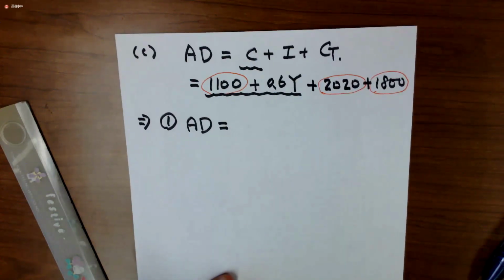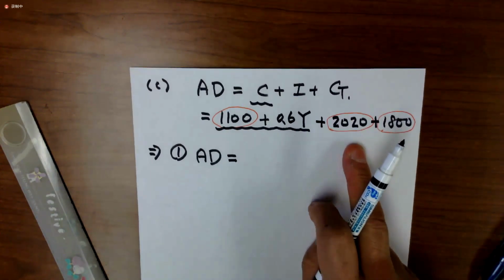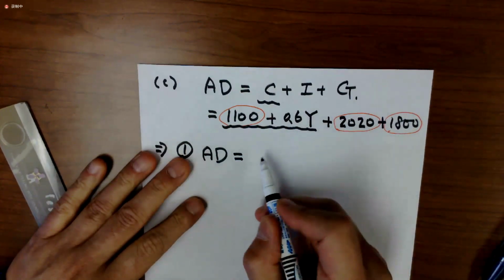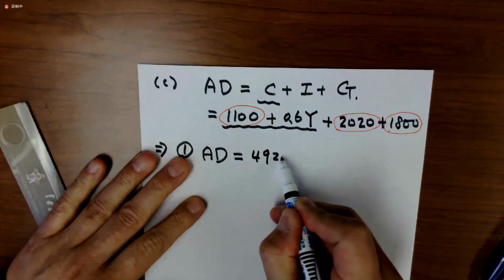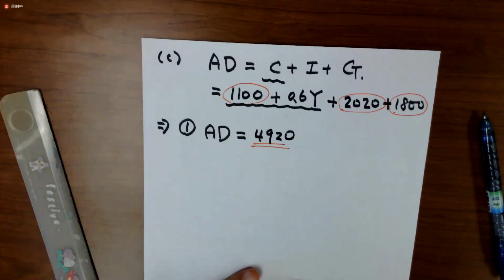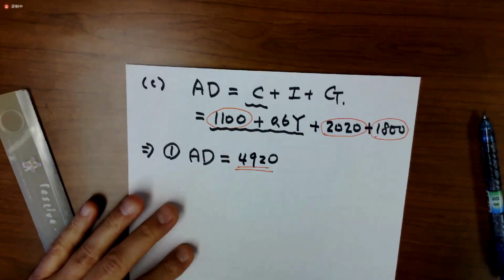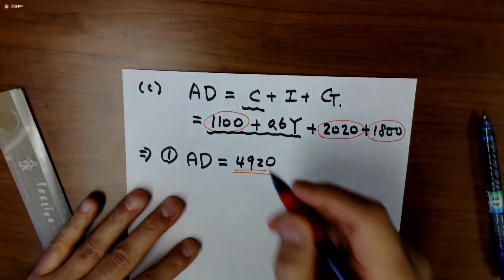Come on. What is 1100 plus 2020? 4920. What do we call that? Total autonomous consumption? No. Total autonomous spending.